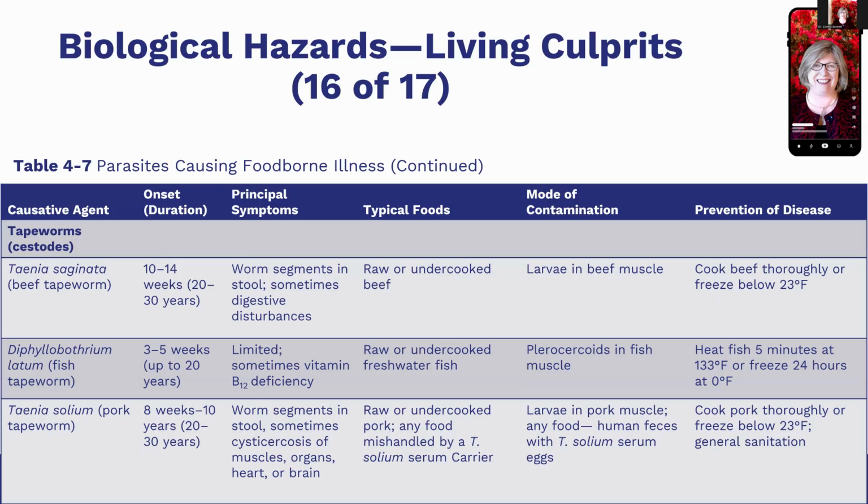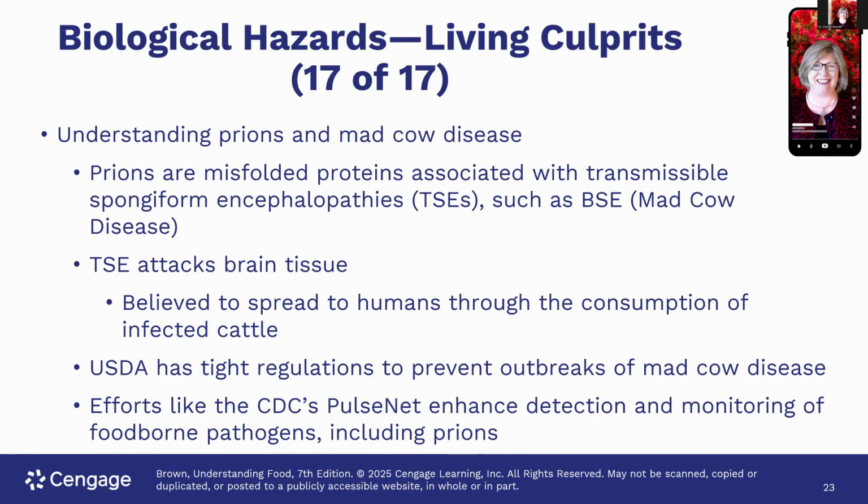How do you prevent this disease? Cook beef thoroughly or freeze below 23 degrees Fahrenheit. Heat fish 5 minutes at 133 degrees Fahrenheit or freeze for 24 hours at 0 degrees Fahrenheit. Cook pork thoroughly or freeze below 23 degrees Fahrenheit. And general sanitation. Okay, the last category here would be prions, mad cow disease.